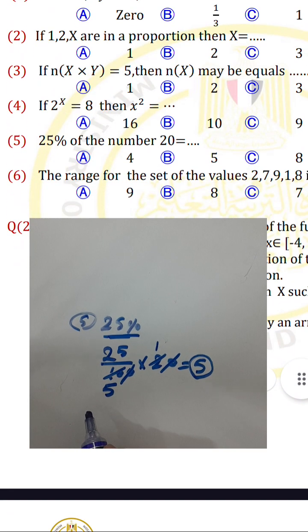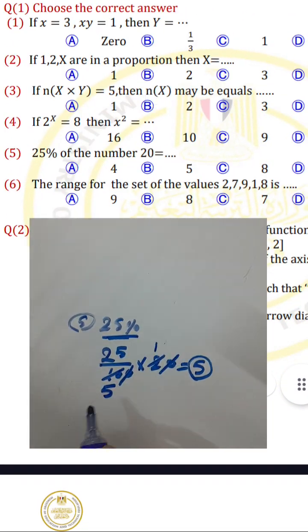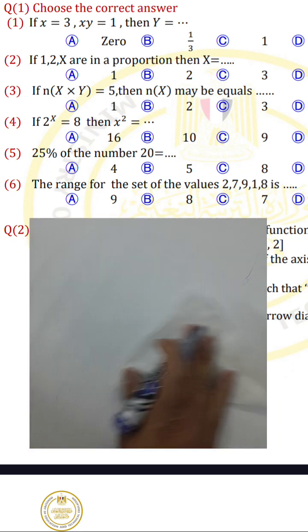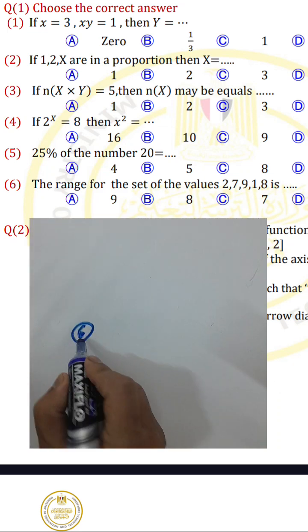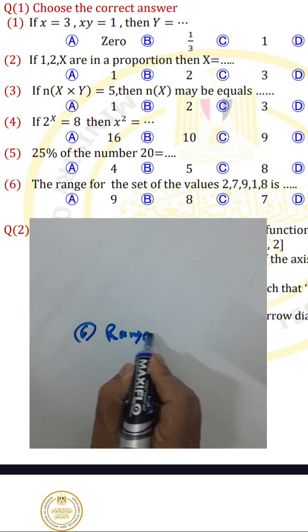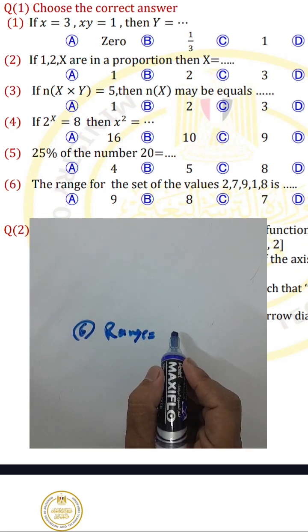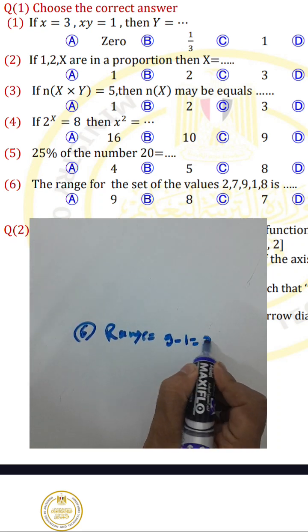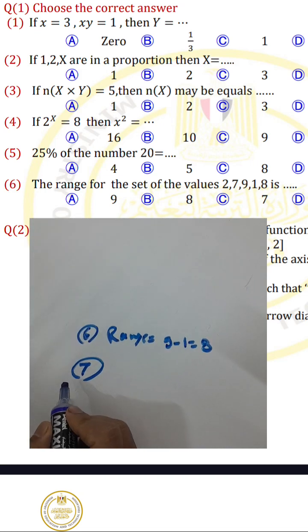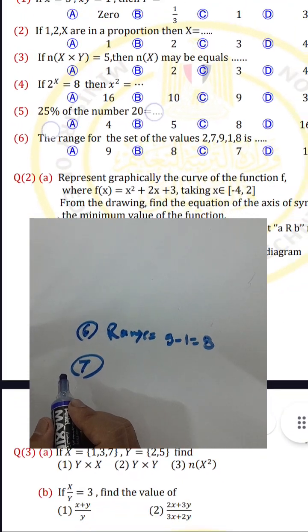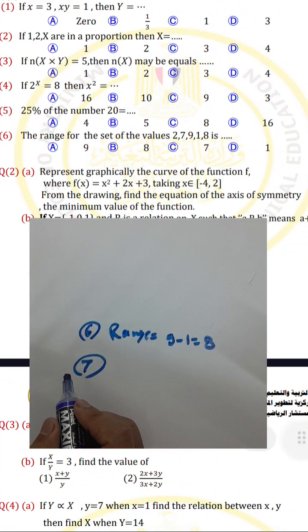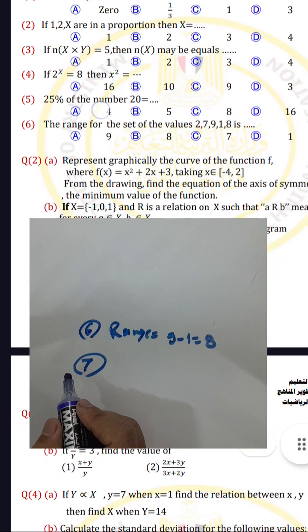Question number 6. The range for the sets. We can find the range: maximum subtract minimum. Range will be equal to 9 minus 1, which equals 8. Question 7. Question number 2 here. Okay, next.